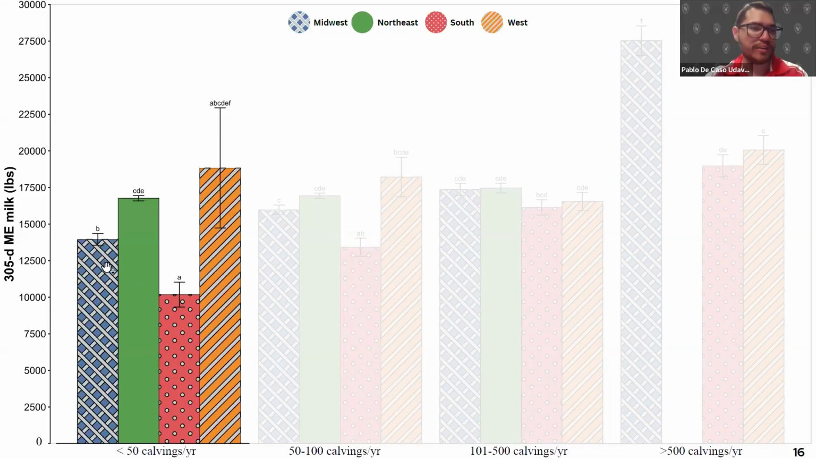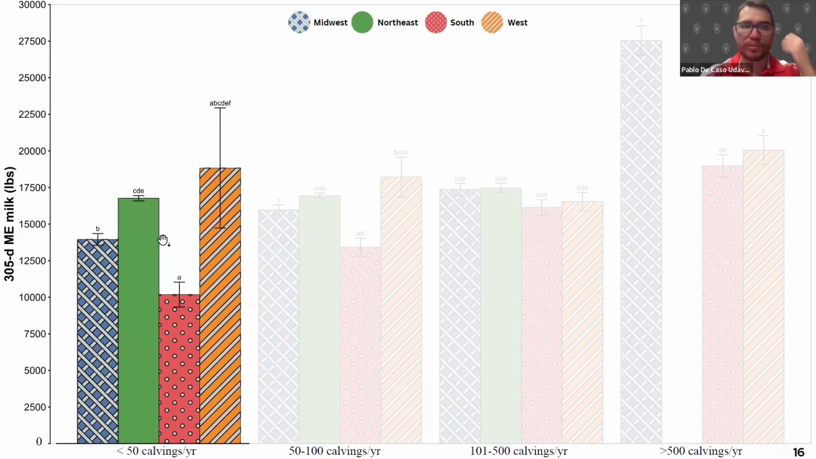And we can very clearly see that the Midwest is averaging around 13,000 pounds of milk per cow when they are in the category of less than 50 calvings per year, which equates to a herd size of less than 50 cows. And then if we look at the South, they have a lower average, which ranges between 8,000 and something and 11,000 pounds of milk. So these letters represent that these two regions differ from each other, right?